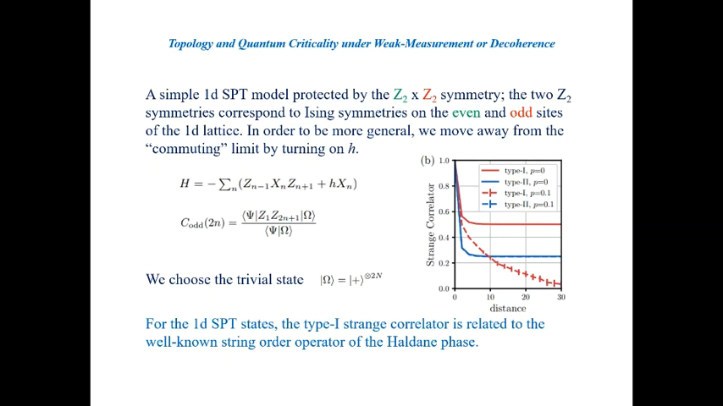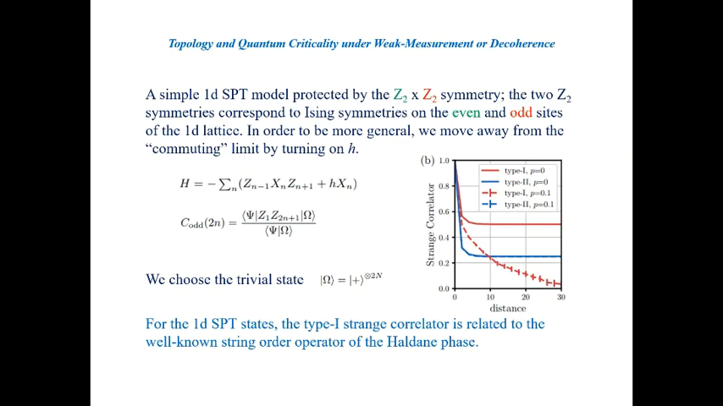The system should still be in the SPT state, protected by Z2 cross Z2 symmetry. The green Z2 corresponds to the Ising symmetry on the even sites. The red Z2 corresponds to the Ising symmetry on the odd sites. So this SPT state is protected by these two symmetries. We can generate the ground state wave function for this model using different methods, numerical or analytical. Then we can calculate this string correlator. We can just look at the red curve now. Indeed, this string correlator will saturate to a constant when the distance is large, when h equals 1/2.